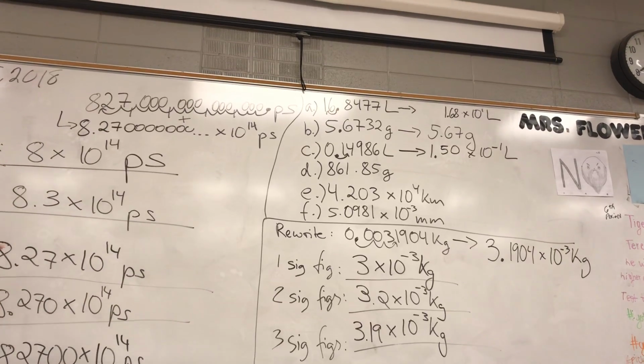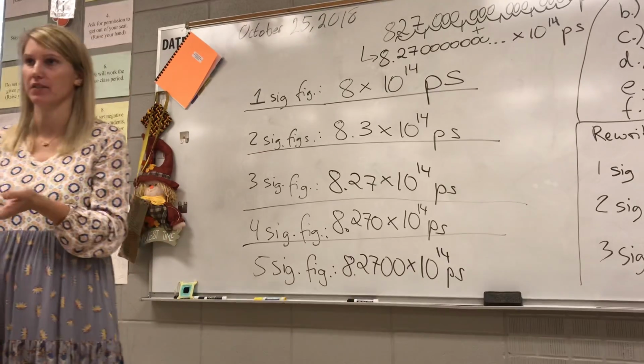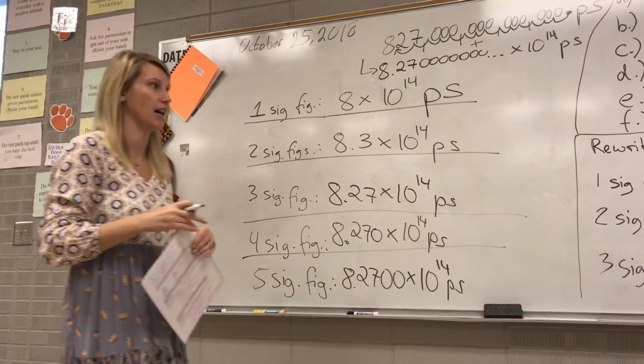Excellent. Some of you wrote 1.49. And the reason you didn't get full credit is because you didn't round. So that's an easy fix. You just have to remember if it's 5 or higher, we got to round.